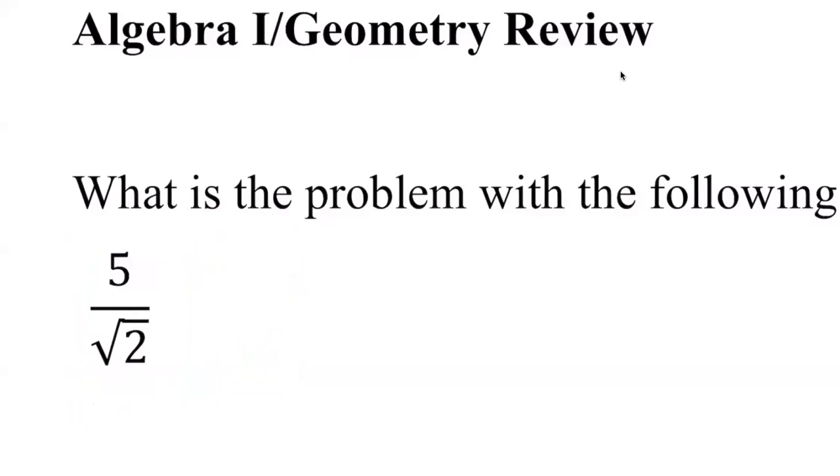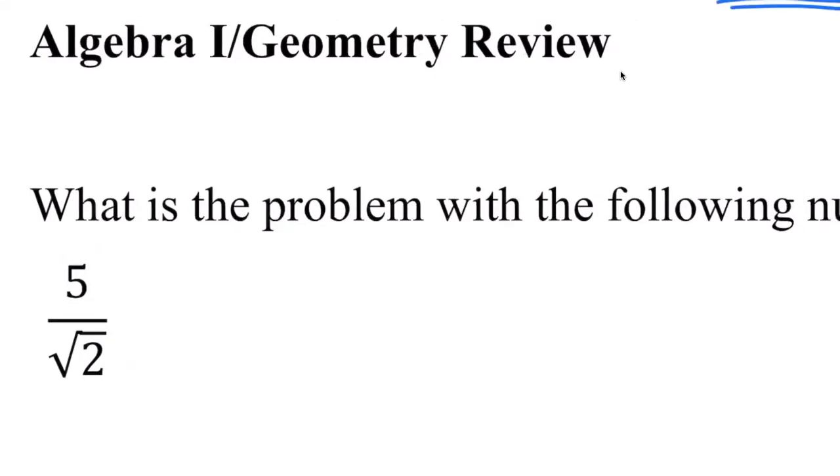So we have to find a way to get rid of the square root legally without changing the value, okay? So whatever we get at the end, if we put it in the calculator, it should still retain the value of 5 over square root of 2. That's the main idea. So how do we do it?